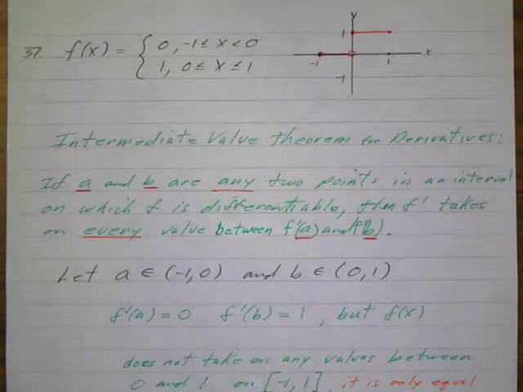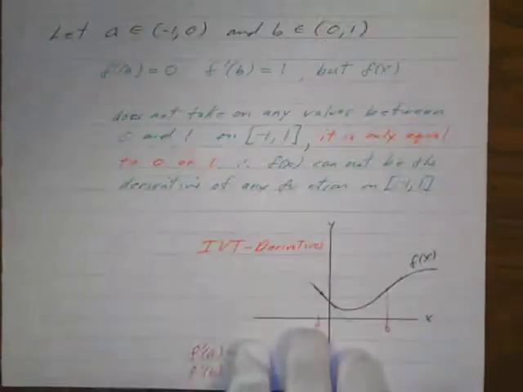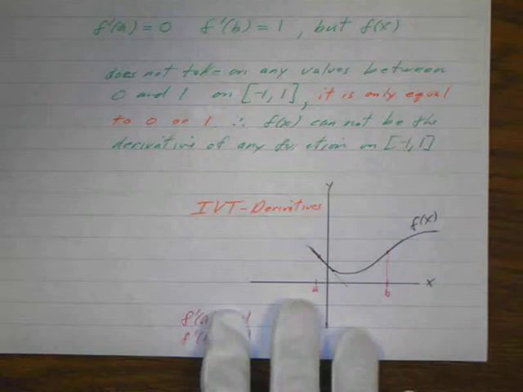Okay, this is number 37 of 3.2, and this was a tricky one. You have to go back and review the intermediate value theorem for derivatives, and I did an example down here to go over that again, just so you can see this.